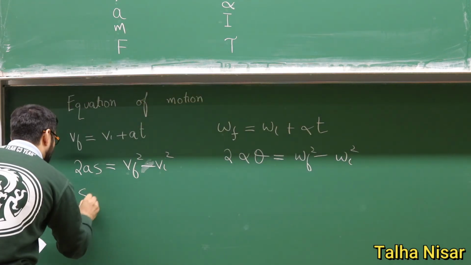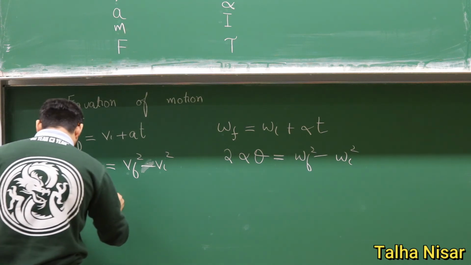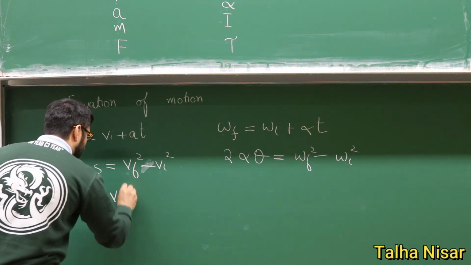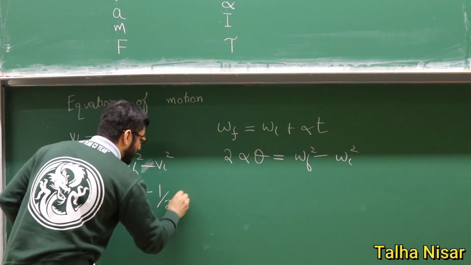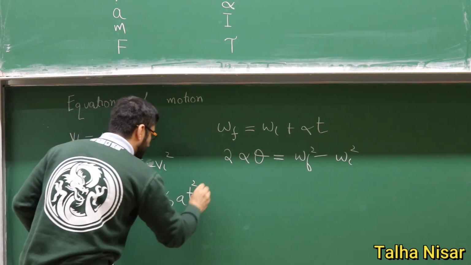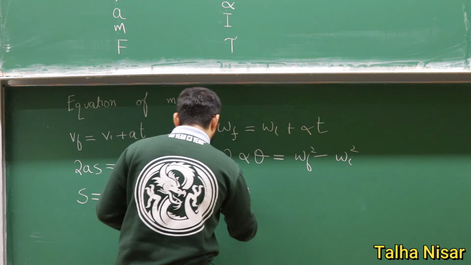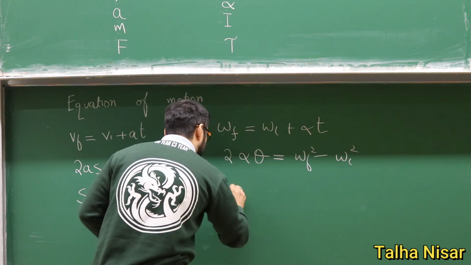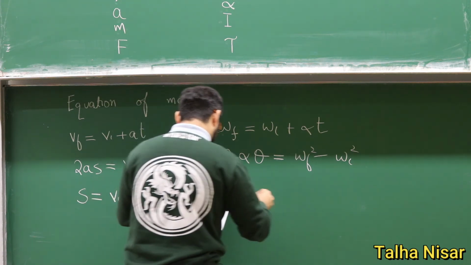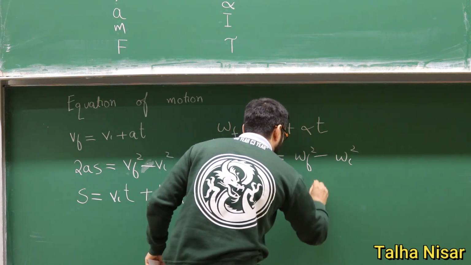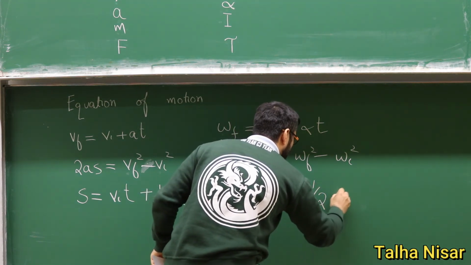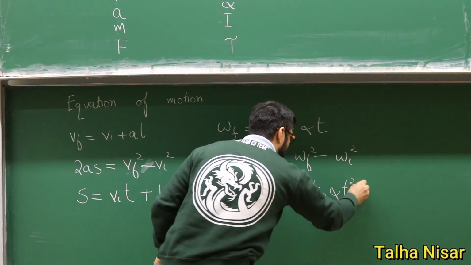Similarly, we have the distance, which is Vi t plus 1 by 2 a t squared. And similarly for the angular, it should be theta equals omega i t plus 1 by 2 alpha t squared.